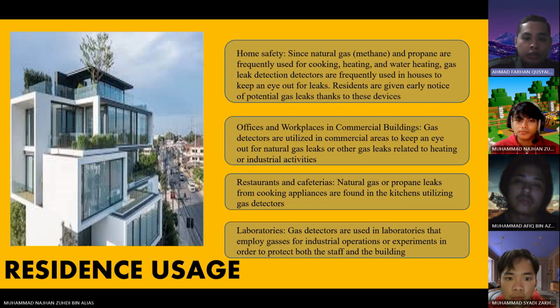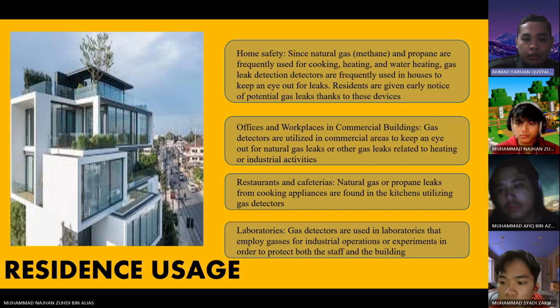Okay, the next point is offices and workplaces in commercial buildings. Gas detectors are utilized in commercial areas to keep an eye out for natural gas leaks or other gas leaks related to heating or industrial activities. Okay, the third one is restaurants and cafeterias. Natural gas or propane leaks from cooking appliances are found in the kitchens utilizing gas detectors.